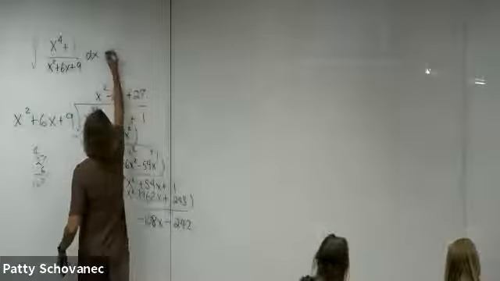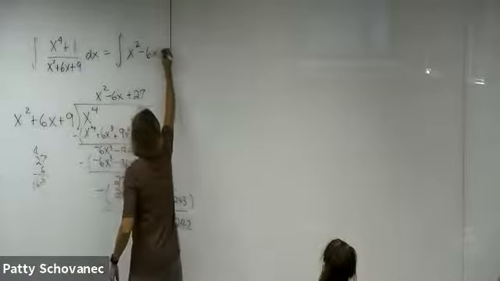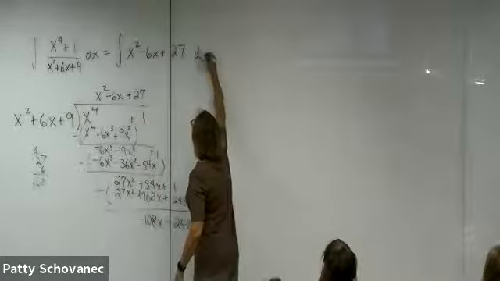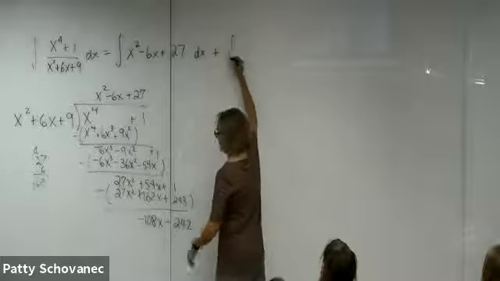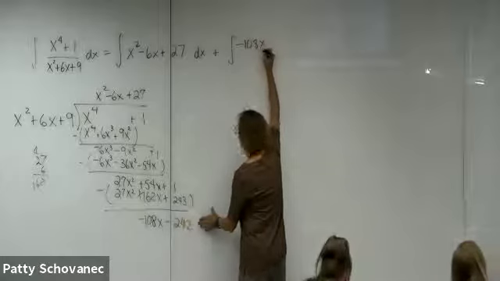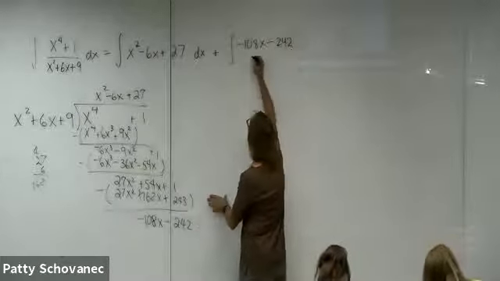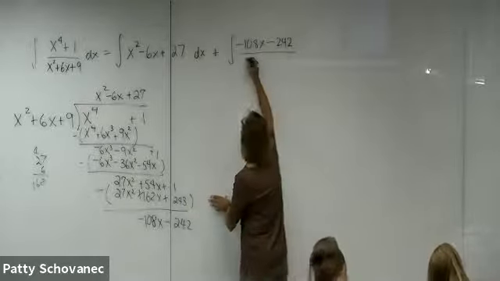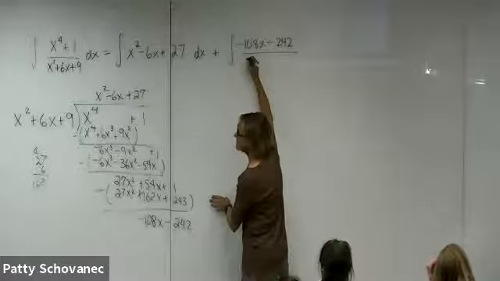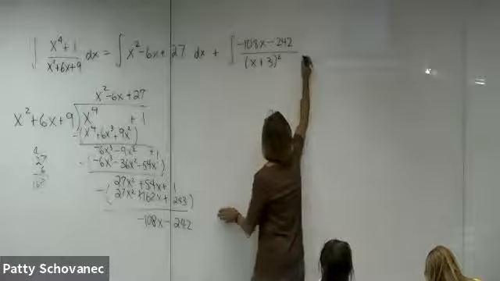So what that says is I can write this as the whole part, x squared minus 6x plus 27. We'll do that individually. Plus the remainder, minus 108x minus 242, all over the divisor, which I'm now going to factor. Can you factor x squared plus 6x plus 9? Yeah, x plus 3 squared. x plus 3 squared.